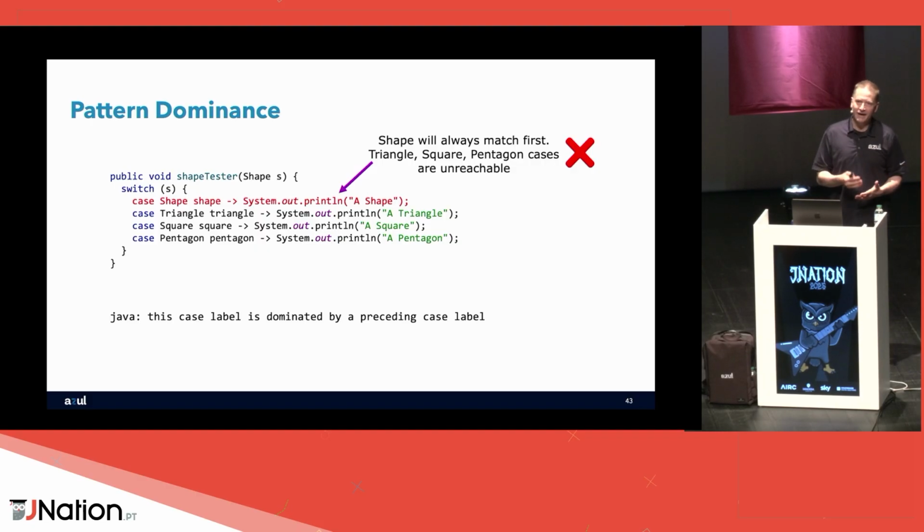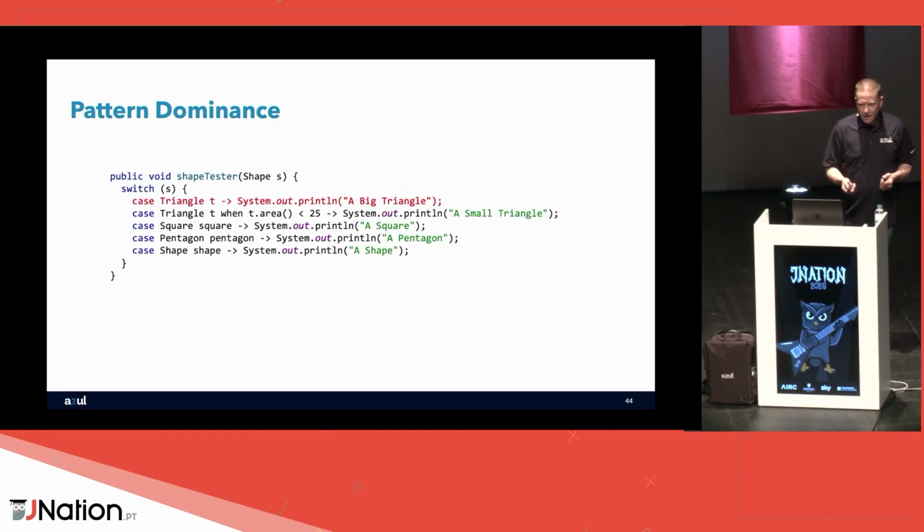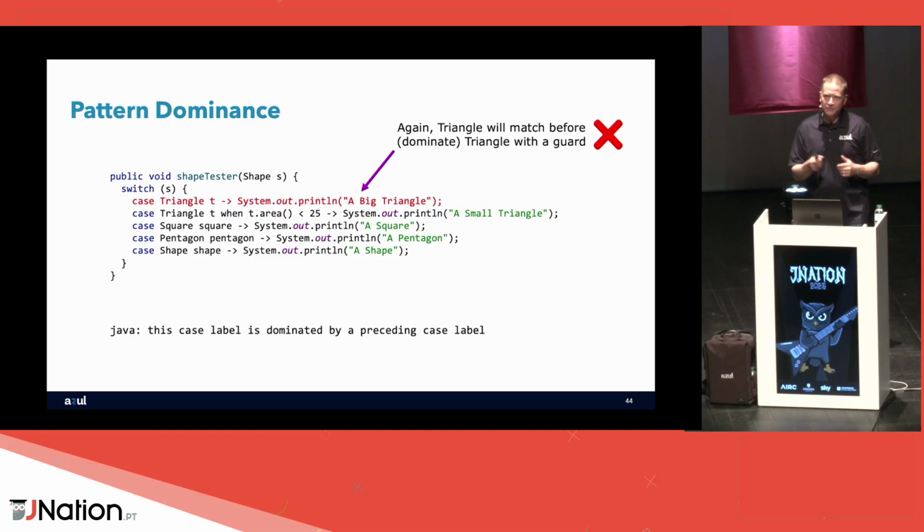There is simply no point in having those cases because everything will match against shape, and so we need to rearrange our types so that we don't have pattern dominance. But we also need to be careful when we're using guards. So if we put case triangle t first, print out a big triangle, case triangle t when t.area less than 25 as the second case, then we'll get the same problem.